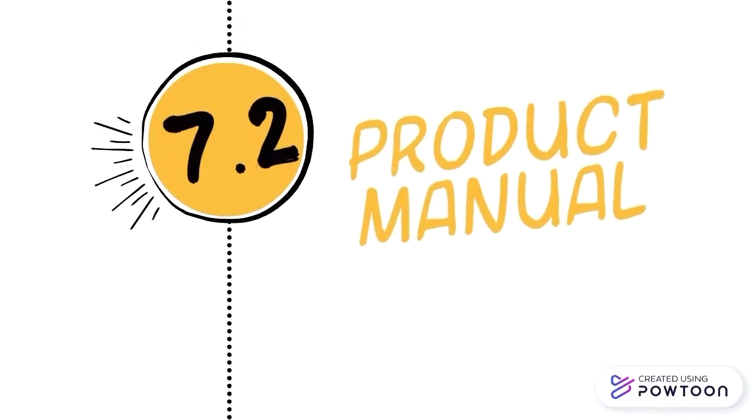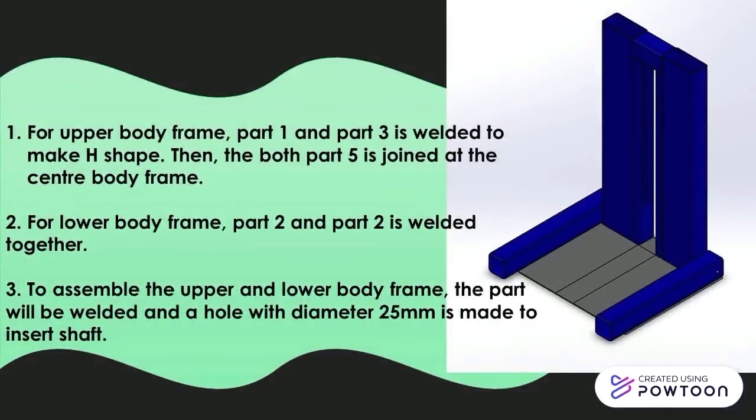Product manual. For upper body frame, Part 1 and Part 5 is welded to make a H shape. Then, the both Part 5 is joined at the center of body frame. For lower body frame, Part 2 and Part 2 is welded together. To assemble the upper and lower body frame, the part will be welded and a hole with diameter 25mm is made to insert a shaft.